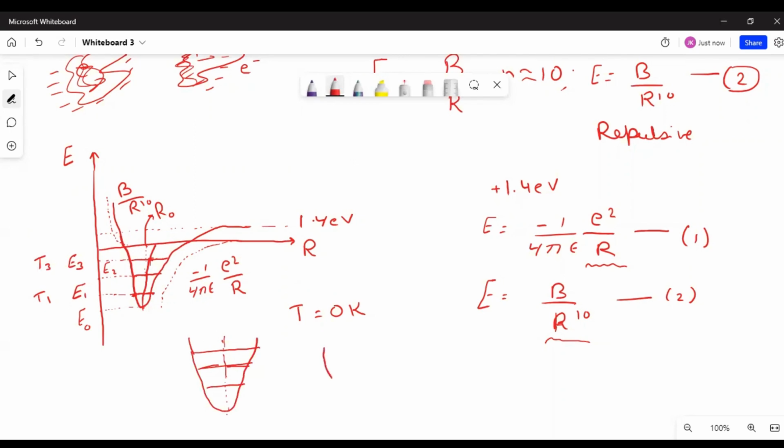While in the other case, if the material is very asymmetric like this, then the mid-distance average value will be different. So it means the material will be elongated. This has resulted in the change in dimension.